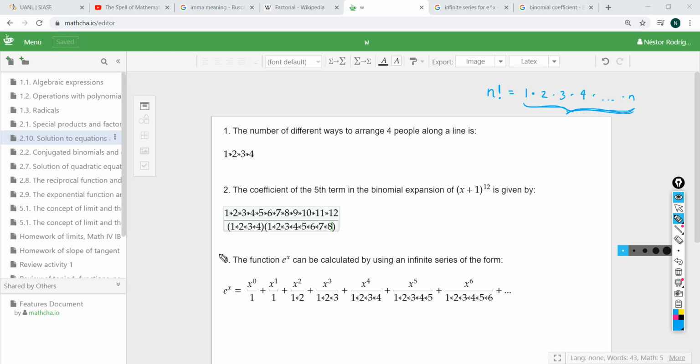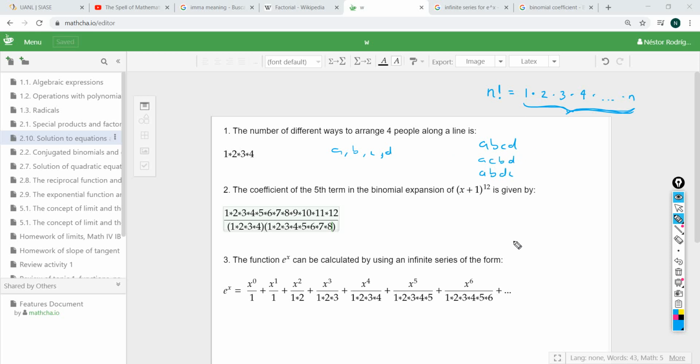For example, I'm going to give you 3 examples. Look at this one. The number of different ways to arrange 4 people along a line is 1 times 2 times 3 times 4. If you have 4 people, let's call them A, B, C, and D, you can arrange them along a line. For example, this is one arrangement, A, B, C, D. Then I can go like A, C, B, D. That's another arrangement. A, B, D, C, etc.